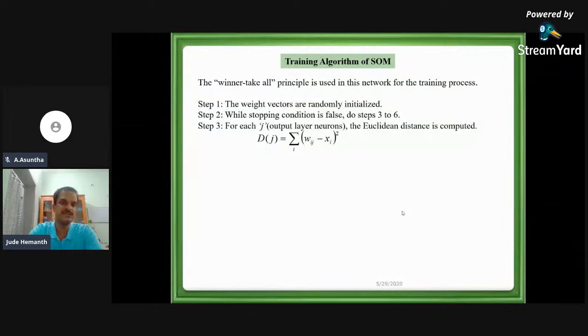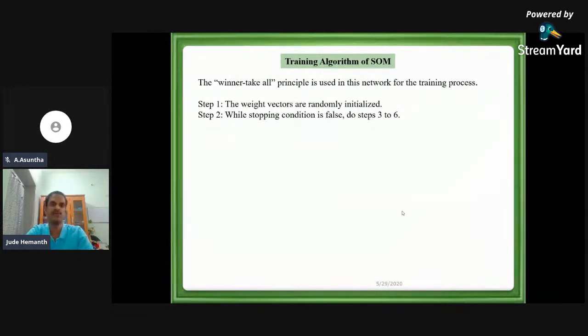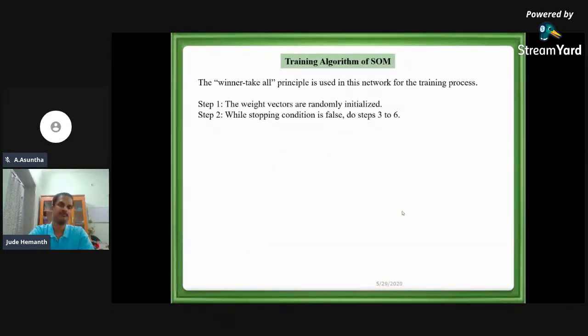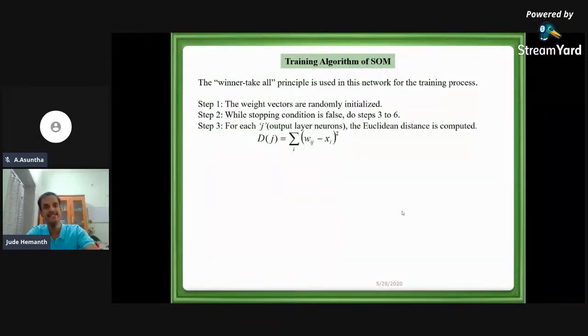Right? So here I have two suffixes, I and J. I corresponds to the input layer neurons and J corresponds to the output layer neurons. I varies from 1 to 8 and J varies from 1 to 4. So now for each output layer neuron, how many neurons do I have? 4. For each output layer neuron, I'm going to find the distance. So D of 1, D of 2, D of 3, D of 4. I will vary from 1 to 8. J will remain 1 when I find D1. J will remain 2 when I find D2. And I also will change. With this, you can find 4 distance values.